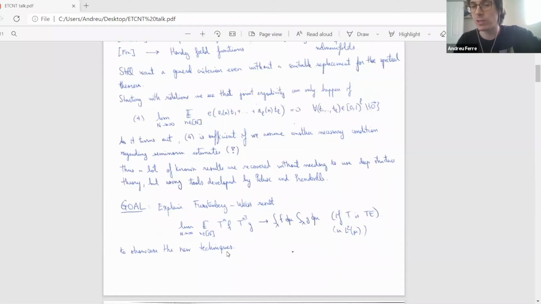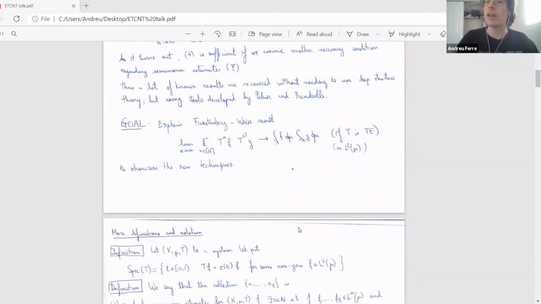So the result of Frantzikinakis and Kra, and it's this Furstenberg-Weiss result. This is very concrete. It's just that the average of T^n f · T^{2n} f converges to the product of integrals if the transformation is totally ergodic. So this is what I want to show, to explain how the techniques work and so on.